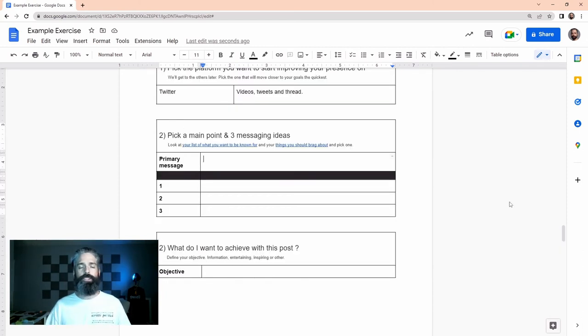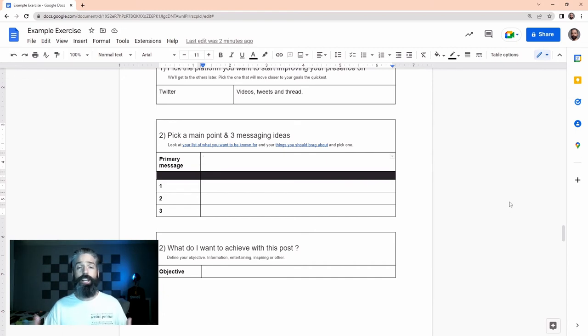Step number two is to pick a main point and three messaging ideas. The primary message is the thing that you're going to focus your content around. A good place to look would be the list of things you'd like to be known for, or the things that you could brag about that we did in the previous exercise. For me, maybe it would be digital marketing is easy. You just need to use my Word docs.